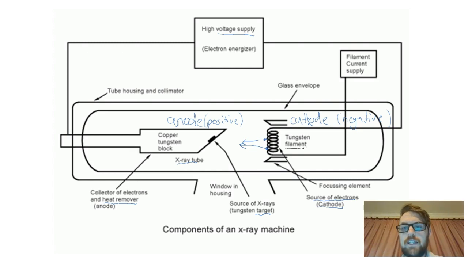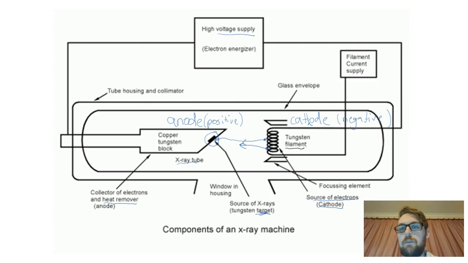As we're accelerated towards the anode, when we get there, we hit this solid block. That's our target, and it's made of a really dense metal. We saw last time we need a really dense nucleus to do that. So we choose metal because it has a really dense nucleus, so we can get those Bremsstrahlung photons produced. So we accelerate, we hit the target, and that's how we produce X-rays.